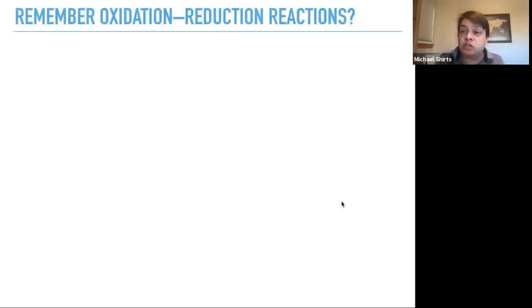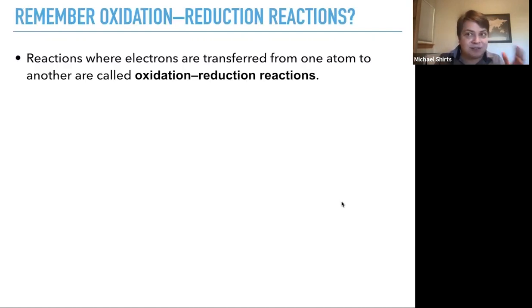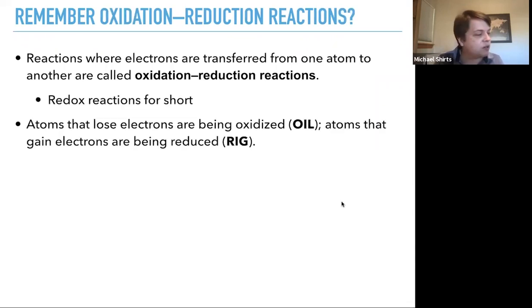So in order to deal with the interaction between chemical systems and electrical systems, we need to start with redox reactions, because that's really the heart of what's going on. So remember oxidation-reduction reactions? This is way back in week 2 or so, week 3 maybe. Reactions where electrons are transferred from one atom to another are called oxidation-reduction reactions, redox reactions for short.